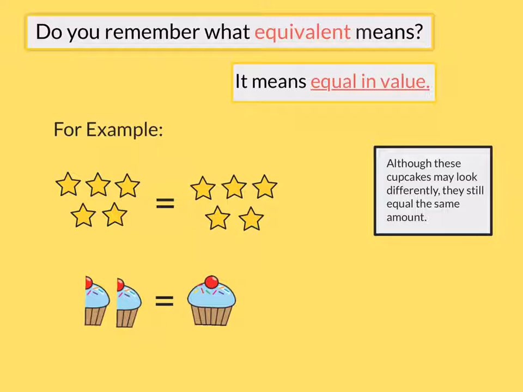Next, we look at the cupcakes. For two amounts to be considered equivalent, it does not mean they have to look the same. As you can see, on one side of the equal sign, there are 2 halves of a cupcake. And on the other side, there's 1 whole cupcake. But yet, if you put the 2 halves together, they still equal the whole, meaning they are equivalent.